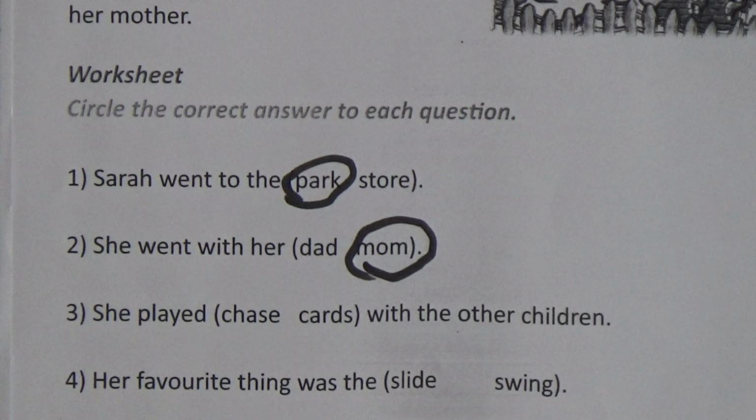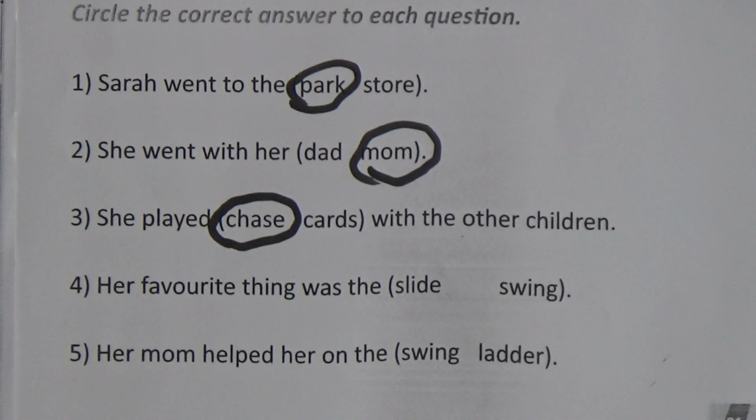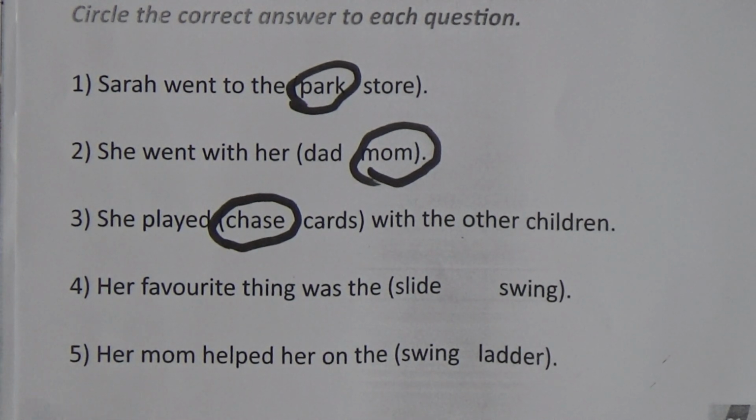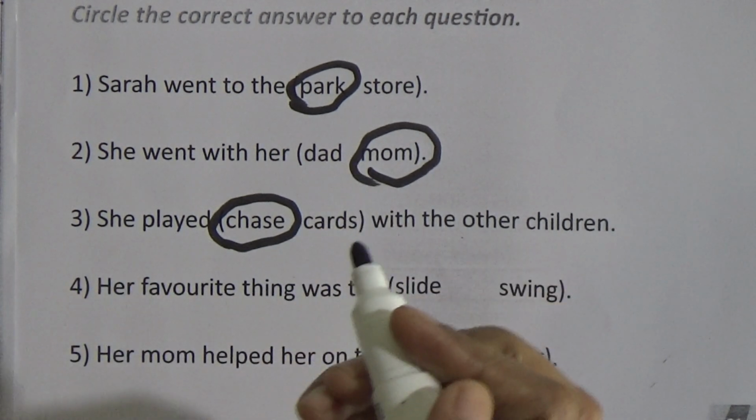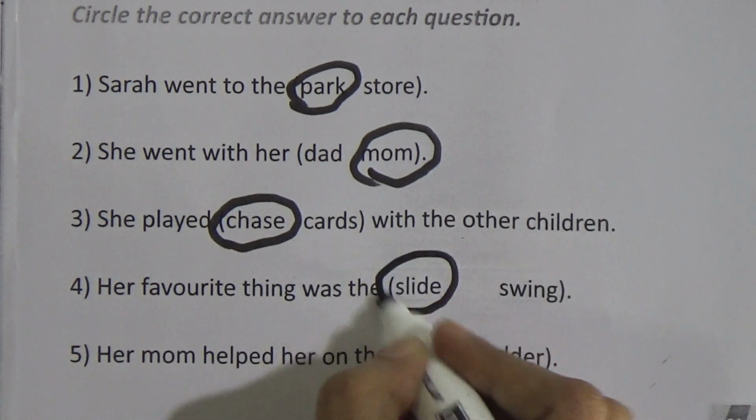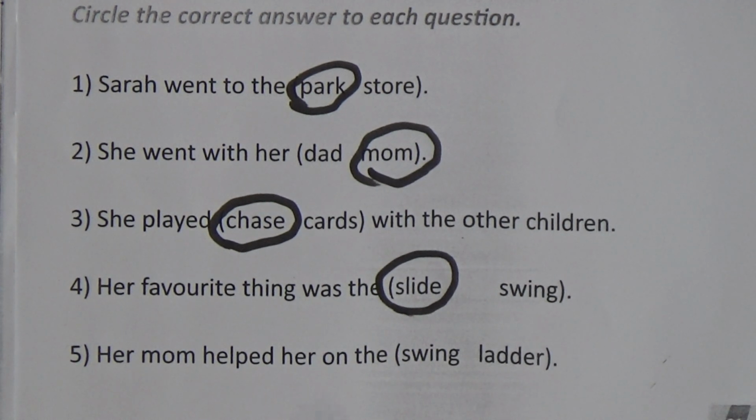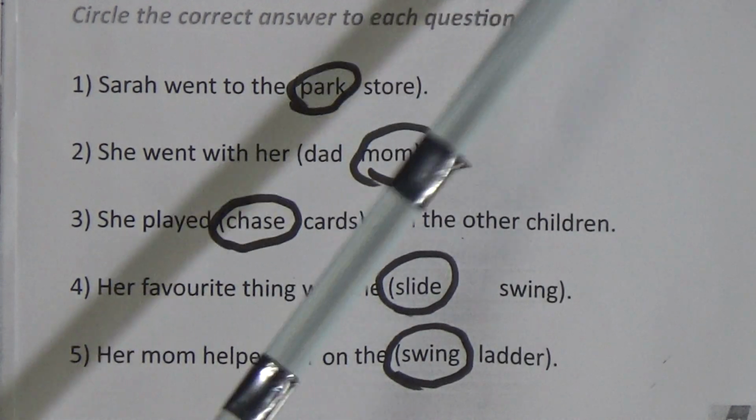Number 3: she played chess or chase with the other children. The answer is chase. That means you run and try to catch the other person. That is the game of chase. Number 4: her favorite thing was the slide. The slide is also a ride where you play. Number 5: her mom helped her on the swing. You ride on the swing. Here is a picture of a swing.